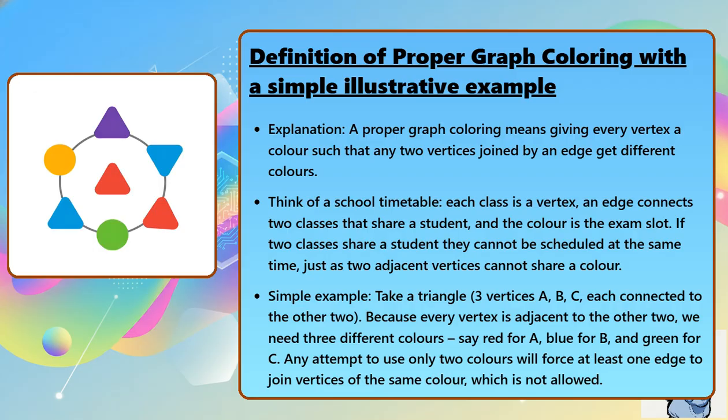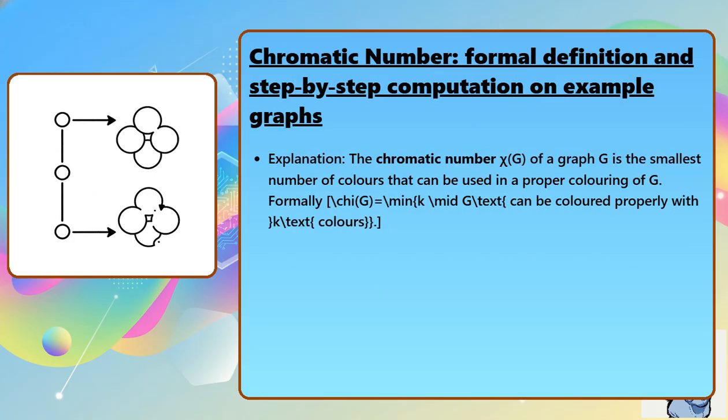Explanation: the chromatic number χ(G) of a graph G is the smallest number of colors that can be used in a proper coloring of G. Formally, χ(G) equals the minimum K such that G can be colored properly with K colors.